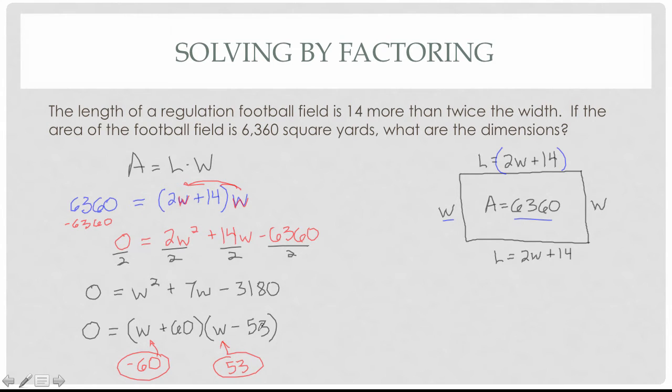And I've done all my algebra. Now let's go back and revisit this problem. I'm asked to find what are the dimensions. So I'm trying to find the length and width of this football field, right? Negative 60 doesn't make any sense because I can't have a negative-yards-wide football field. So I'm going to ignore that one and just use the 53. And what do we got now? The width, we just solved for w. The width is 53 yards. And the length is equal to 2 times the width plus 14. So 2 times 53 is 106. 106 plus 14 is going to be 120 yards.